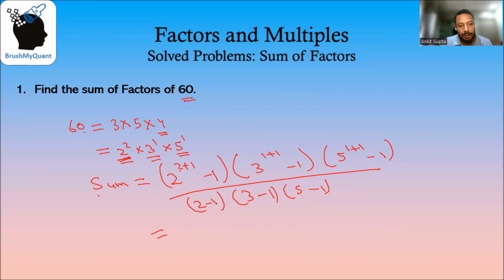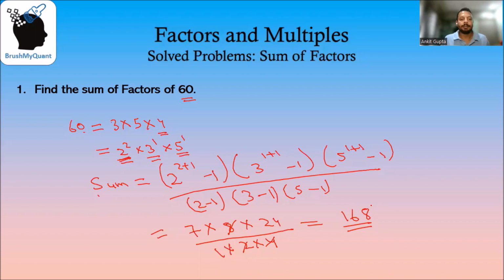So this gives us 2 cube, which is 8, minus 1, which is 7, multiplied by 3 square, which is 9, minus 1, which is 8, multiplied by 5 square, which is 25, minus 1 is 24, divided by 2 minus 1 is 1, 3 minus 1 is 2, and 5 minus 1 is 4. So 4 and 2 becomes 8. This will cancel out, and this will become 7 into 4, 28, and 168 in total. So that means the sum of factors of 60 will be equal to 168.